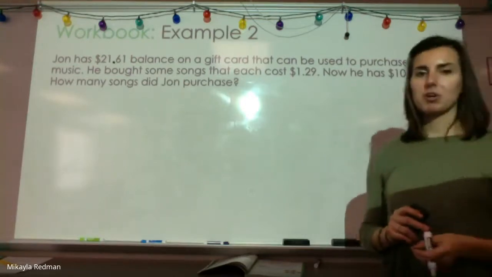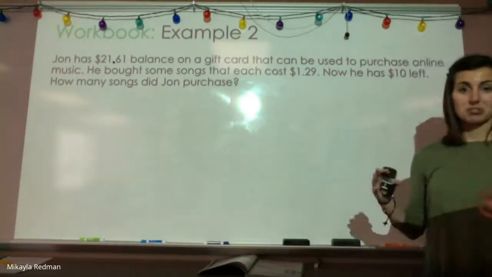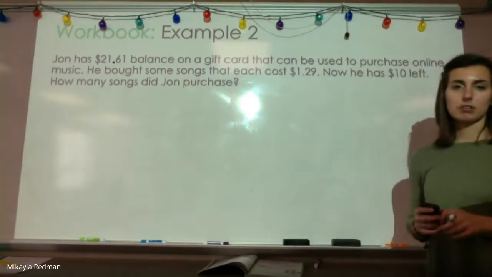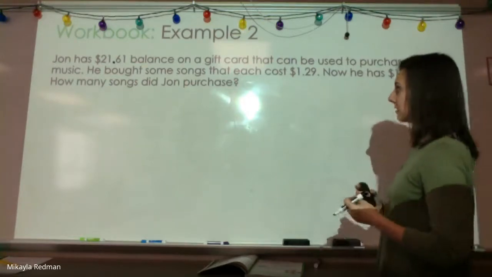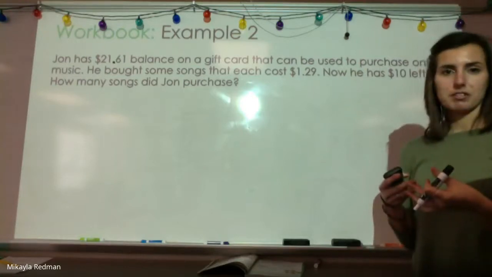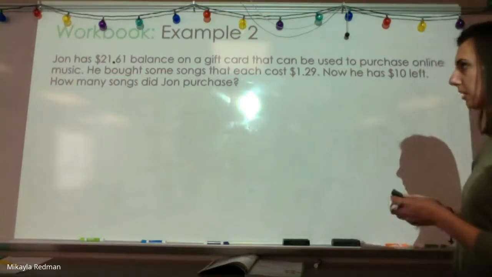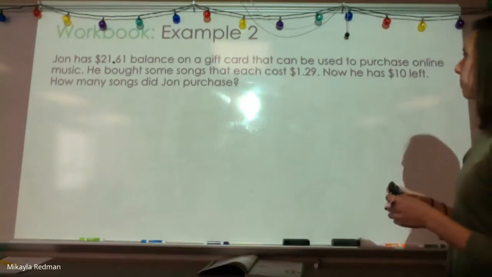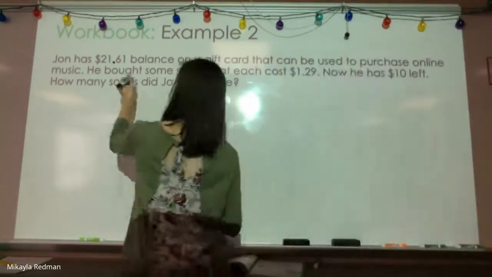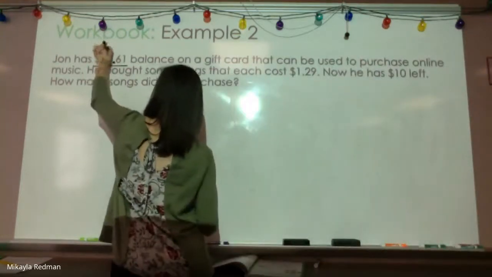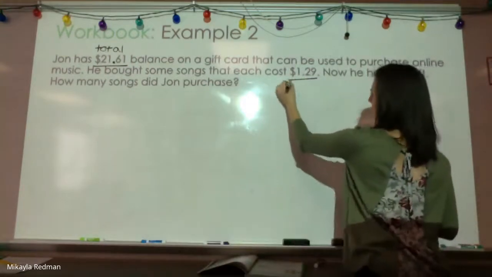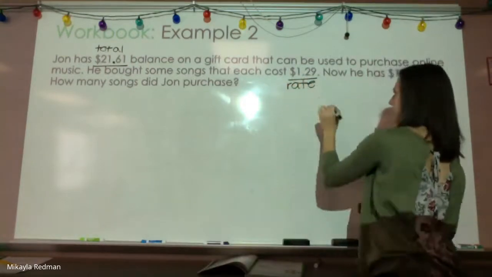So you guys might want to do this without writing an equation, which is great because that means you really understand what you're doing, but it's important that you still use that equation because we need to be able to understand where the equations even come from that you see later and how to manipulate them. So first we need to write the equation. All right, we have 61, that's our total. The 1.29, that's the cost per song, that's our rate.